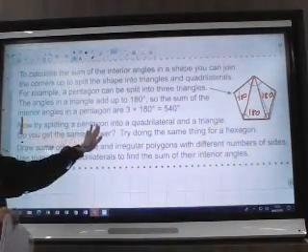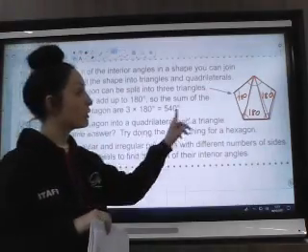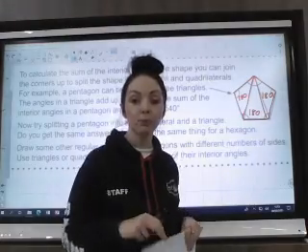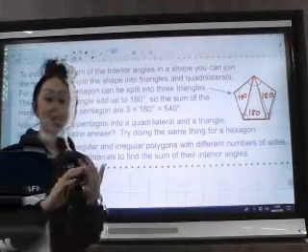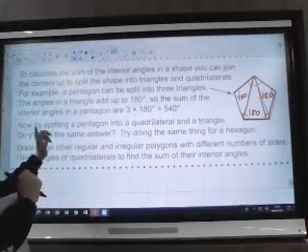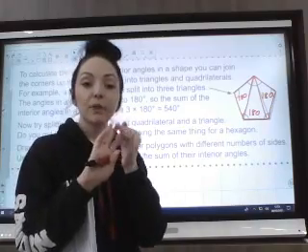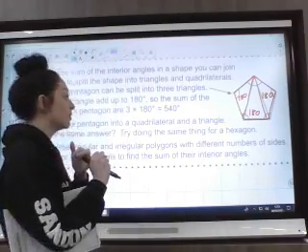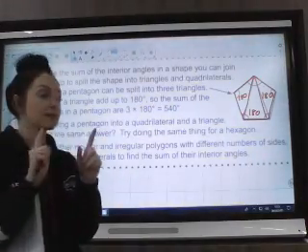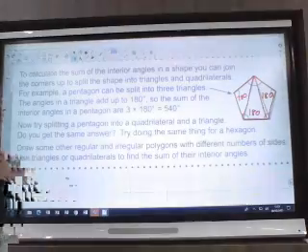Now try splitting a pentagon into a quadrilateral and a triangle. So draw another pentagon in your purple book and have a go at splitting it into a 4-sided shape and a triangle. Do you get the same answer? Remember, the angles in a quadrilateral add up to 360. Angles in a triangle add up to 180. So see if when you add them together, you get 540 degrees.